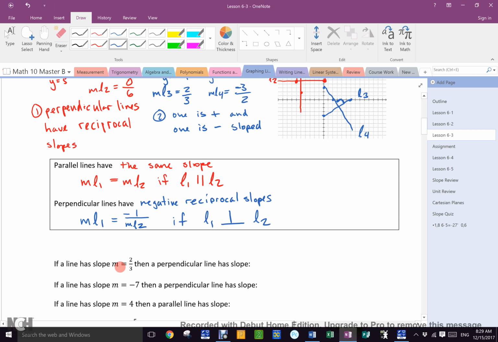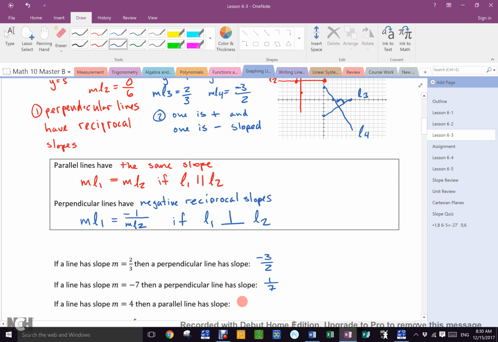So, here is line 1. Its slope is 2/3. What is the perpendicular line? Negative 3 over 2. You flip it and change the sign. Negative 7 is my slope. What's my perpendicular slope? 1 over 7. Flip it and change the sign.